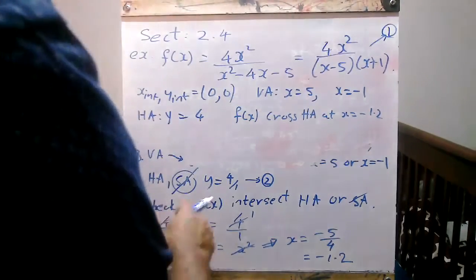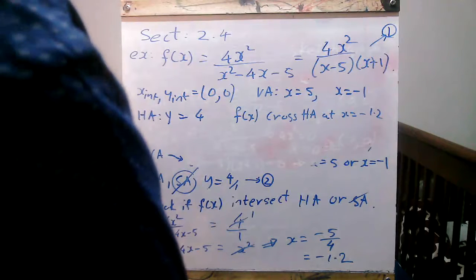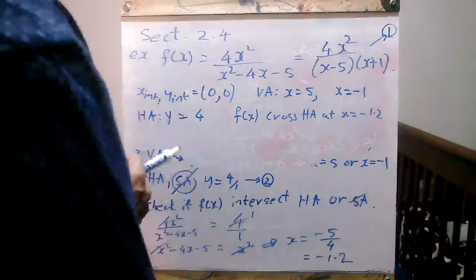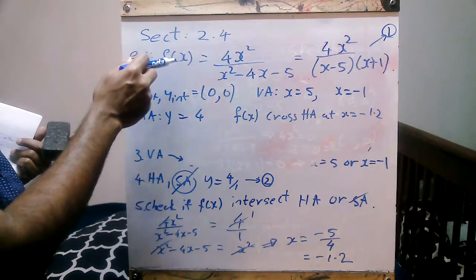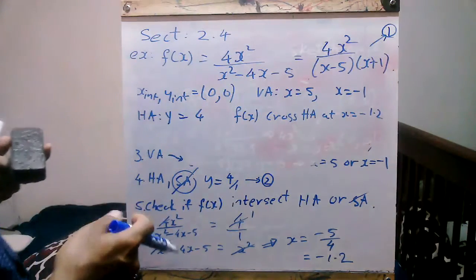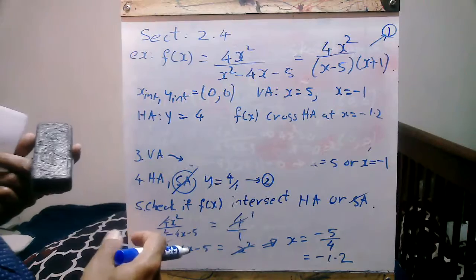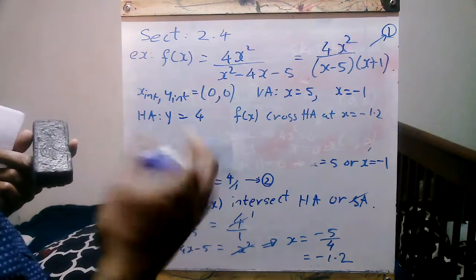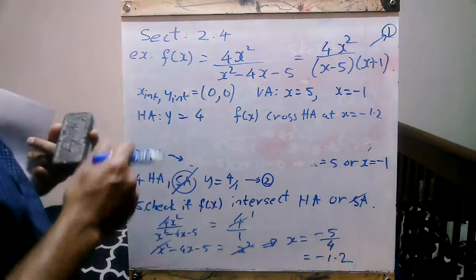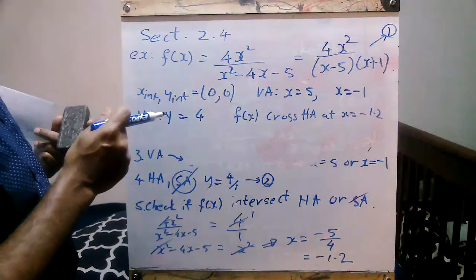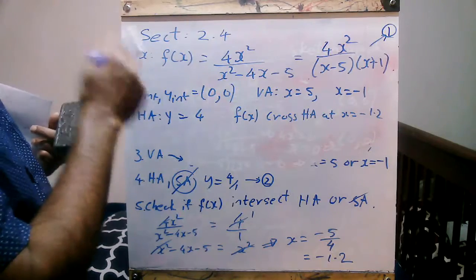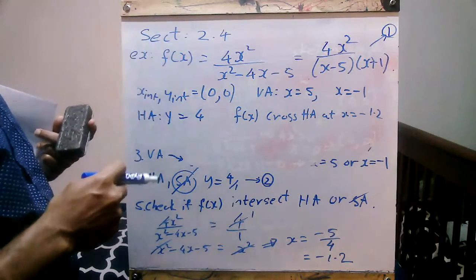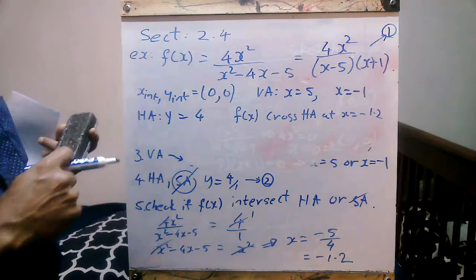Okay, number 6. What's number 6? Symmetry. Now you know how to find symmetry. You find f of negative x, and if f of x equals f of negative x, you say it is symmetric around the y-axis. If f of negative x equals negative f of x, you say it has origin symmetry.